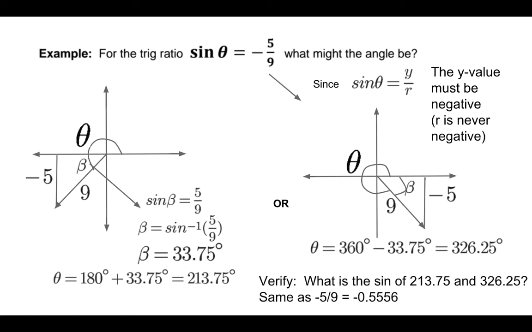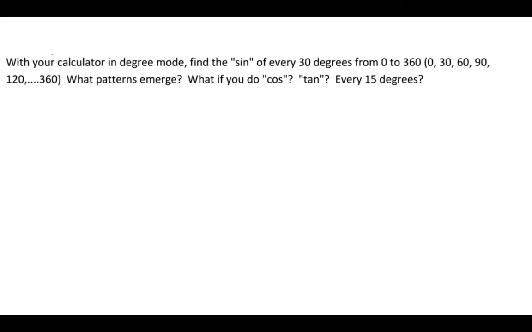And just to verify, you can check what sine of 326.25 is and what sine of 213.75 is, and you'll get negative 0.555 repeated. With your calculator in degree mode, this is another thing that will help you understand if you didn't get a chance to do the unit circle.